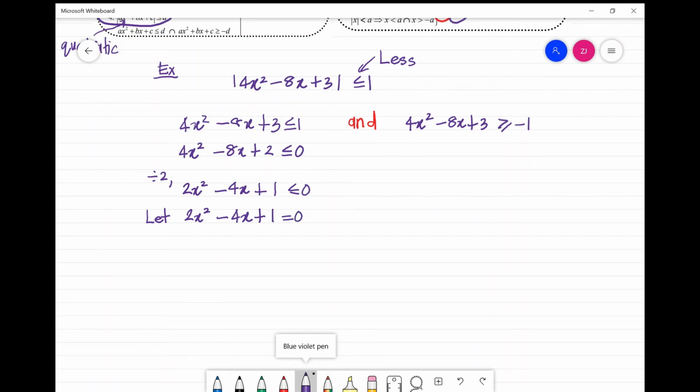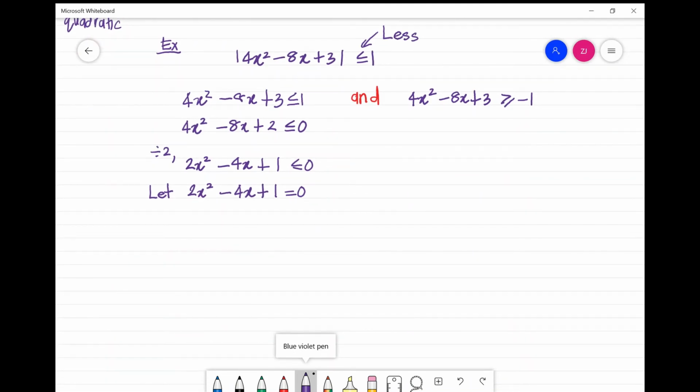Okay, so if we try to press calculator or if we try to do manual factorization, we will see that this quadratic cannot be factorized. So in order to find the roots, we either use completing the square or we use the formula. A equals 2, B equals -4, and C equals 1. So by using the formula, x equals -b plus minus square root of b squared minus 4ac, divided by 2a.